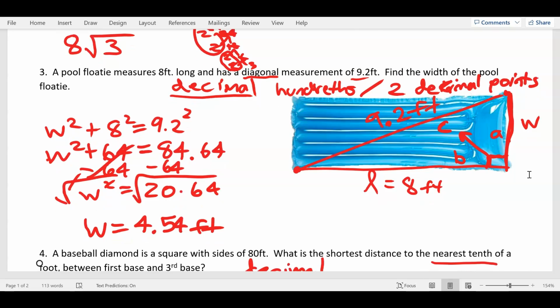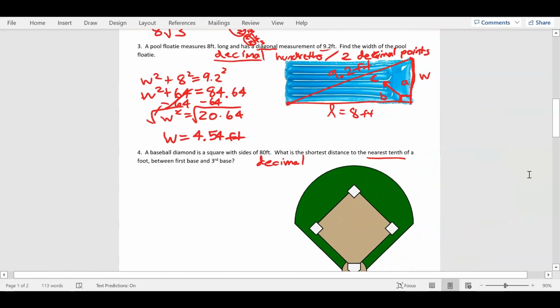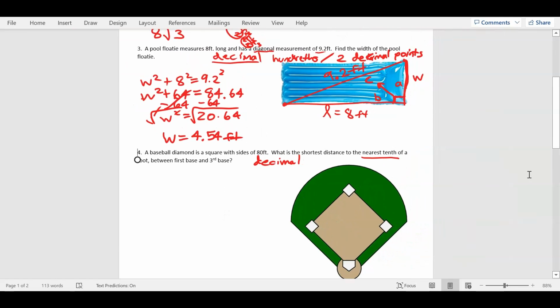I'm telling you, 2 of these are going to be decimals, so that's one of them. And then you have a baseball one, okay? Now it says a baseball diamond is square, and it's 80 between each base, 80, 80, 80, 80. They want to know the shortest distance to the nearest tenth, which again is a decimal, between first and third base. Now, if you didn't know, this is first and this is third. Hopefully you knew that, but if not, you're going to connect these, okay?